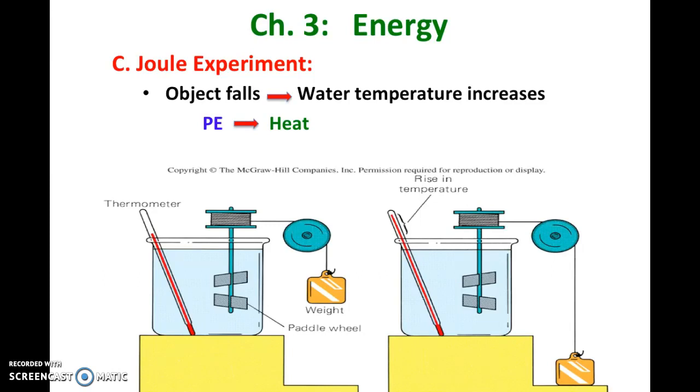This implies that the potential energy, i.e. work done by gravity, released from the falling object, can be converted to the heat of water. Therefore, heat is a form of energy.